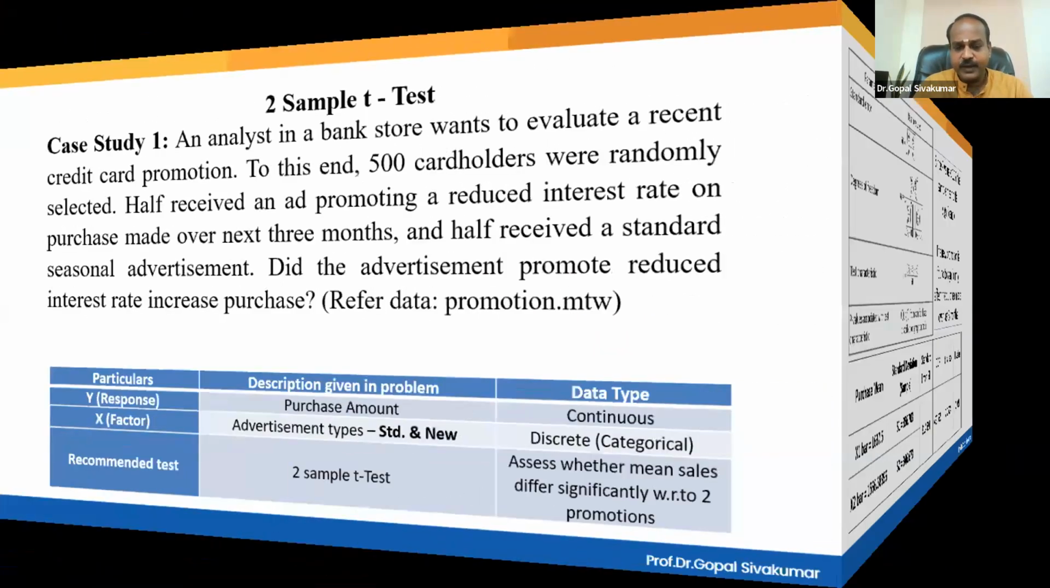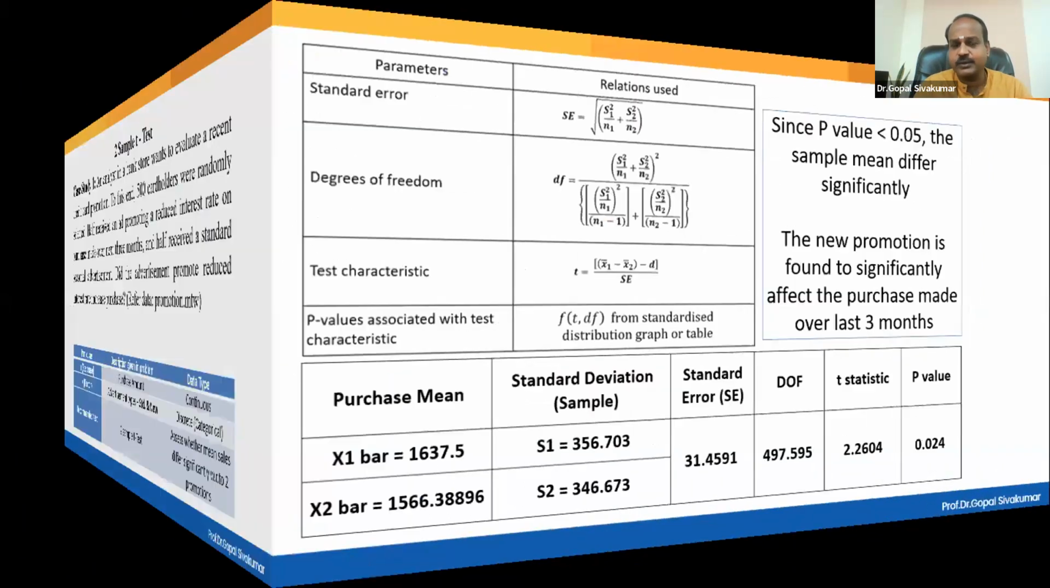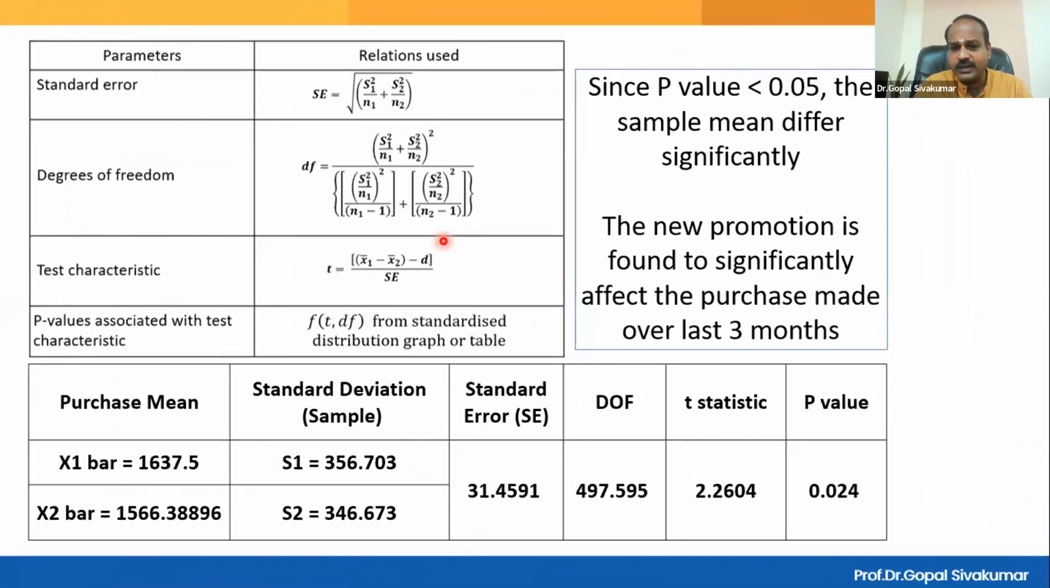See here, a lot of formula, a lot of calculation. I don't want you to learn all the calculations straight away. No, use the software, Minitab. Look at the p-value. See here. Is the p-value less than 0.05 or more than 0.05? Less than. Less than 0.05 means the difference is significant.